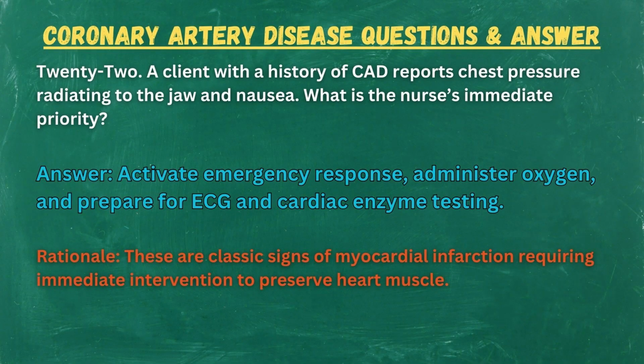22. A client with a history of CAD reports chest pressure radiating to the jaw and nausea. What is the nurse's immediate priority? Answer. Activate emergency response, administer oxygen, and prepare for ECG and cardiac enzyme testing. Rationale. These are classic signs of myocardial infarction requiring immediate intervention to preserve heart muscle.